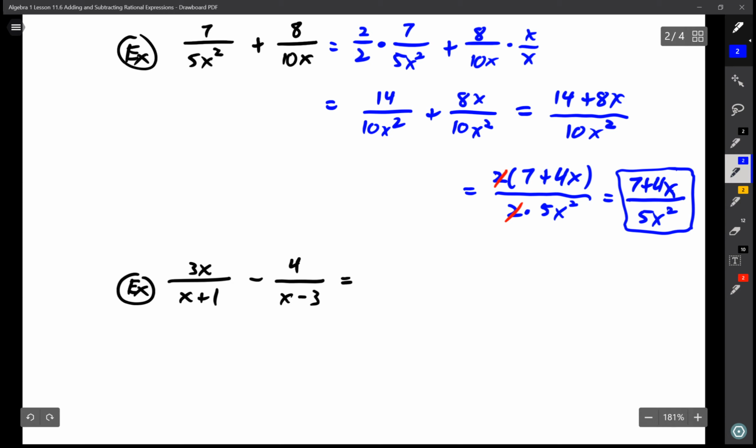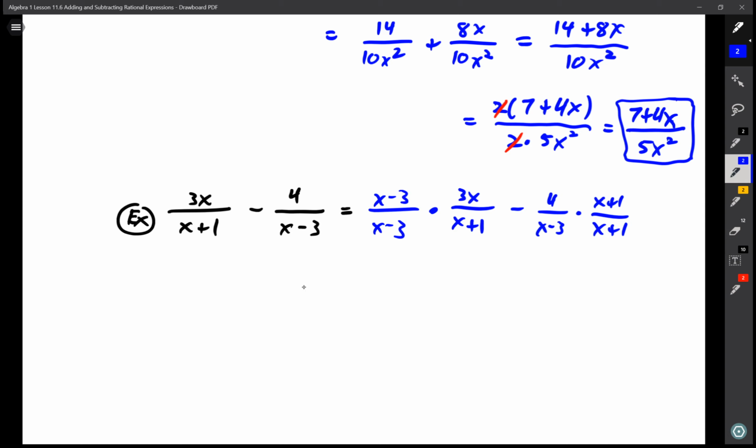So I'm going to do x minus 3 over x minus 3 times 3x over x plus 1 minus 4 over x minus 3 times x plus 1 over x plus 1. Okay, let's see what we get. We're going to have to do some multiplying here. So I know my denominator here, I would just leave it as x minus 3 times x plus 1. I would just leave it like that.